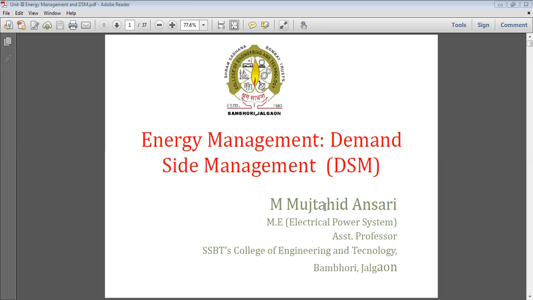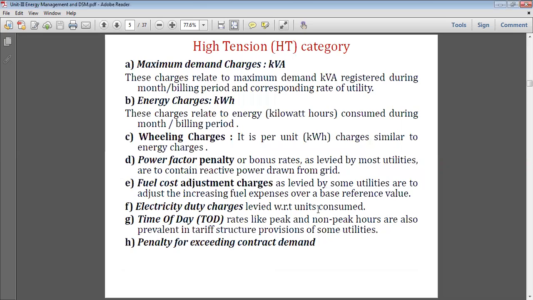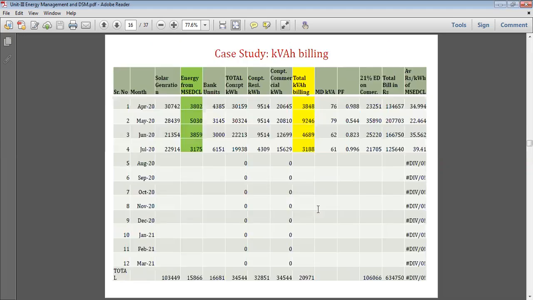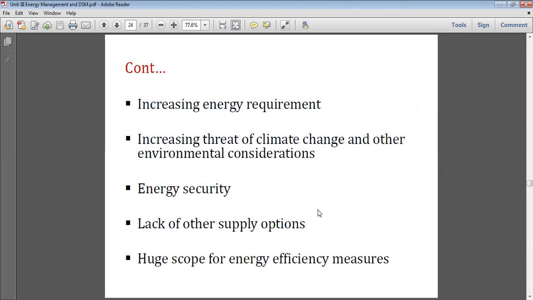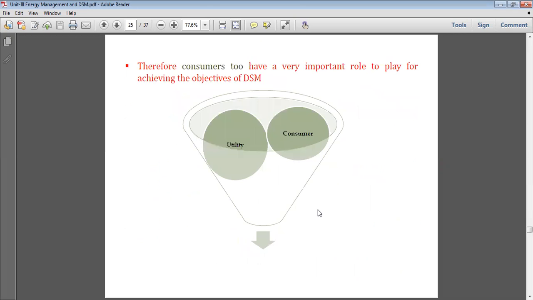First, we have studied the tariff. What are the options or indications, the tools available in the electric tariff itself to conserve energy, to do energy management and demand side management. We have seen the power factor improvement and the advantage of power factor improvement, both technical as well as economical.